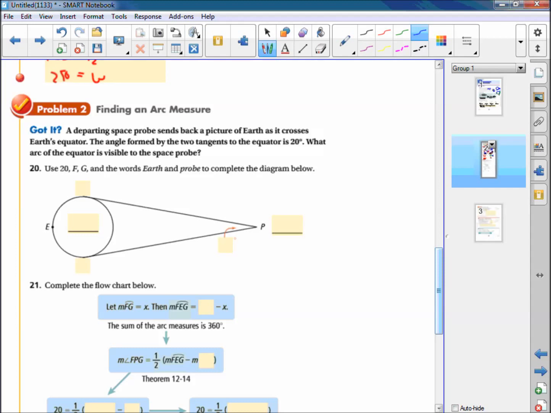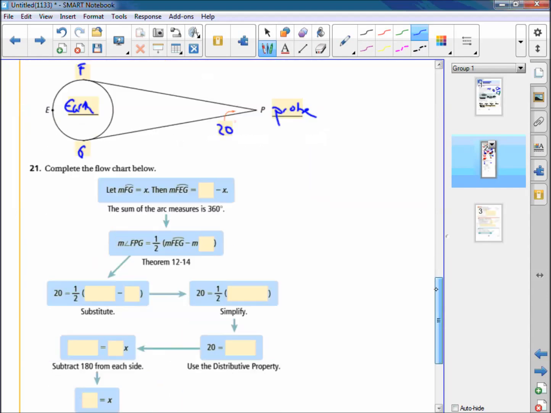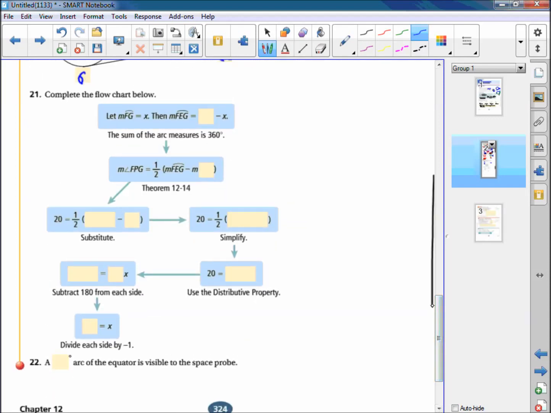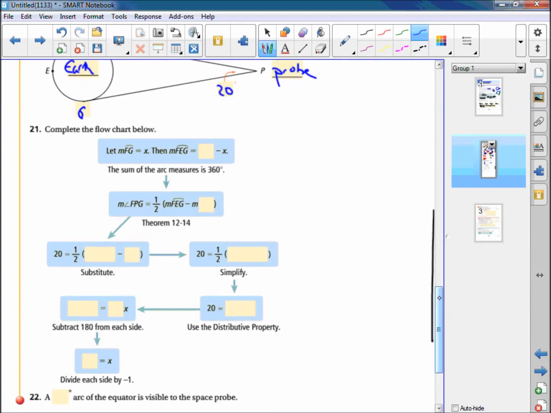So 20 is the angle, and this is our probe out here. This big circle is supposed to be Earth, and then these will be F and G. It's the tangent lines that are drawn from the probe back to Earth, and those are the points of tangency. Now complete the flow chart below to help us figure out the degree of the arc of the equator that is visible to the space probe. So what part of the Earth?